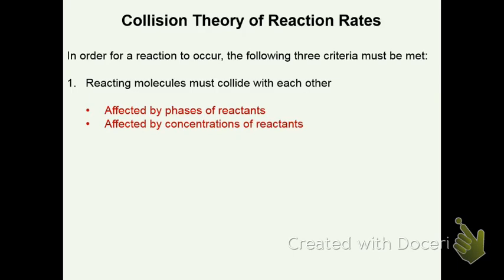So we've already seen that collision theory of reaction rates can be used to explain the factors that affect reaction rates. So in order for a reaction to occur, there are three criteria that must be met. The first is that the reacting molecules must collide with each other. So this is going to be affected by the phases of the reactants. So molecules or particles in the gas phase are going to be moving more rapidly and so are more likely to collide with each other, whereas molecules in the solid state are fairly fixed in location. So that means that reactions in the solid state are going to be relatively slow compared to reactions in the liquid state, and that's slower than reactions in the gas phase.